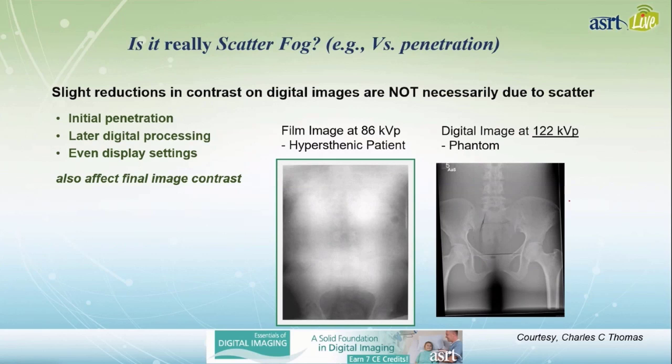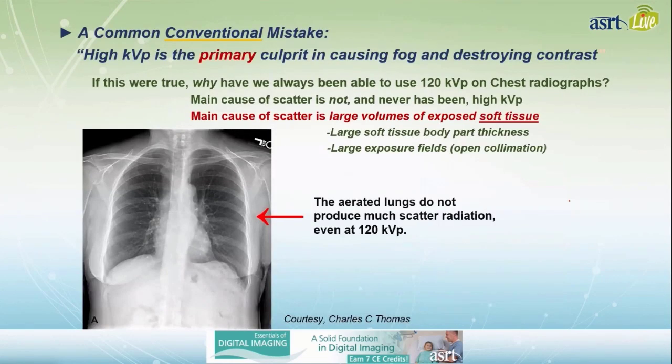So once again, slight reductions in contrast that we see in digital images, maybe they're not necessarily due to scatter, which they seem to always be attributed to. Maybe it's because initial penetration has increased. Maybe it's because of the later digital processing settings. Maybe it's even because of the settings on the control monitor that you're observing that image on. There's several things that enter here, and all of those things affect the final image contrast. So we have to be careful about what we attribute to scatter.